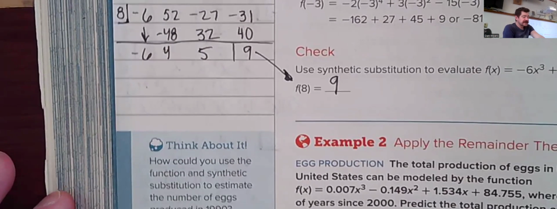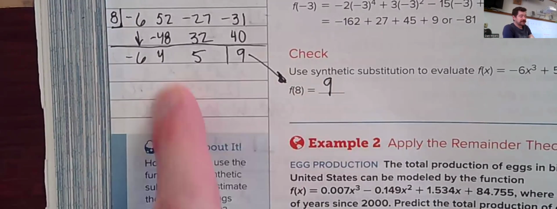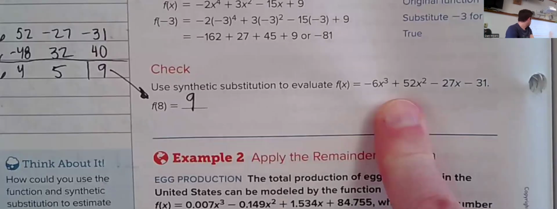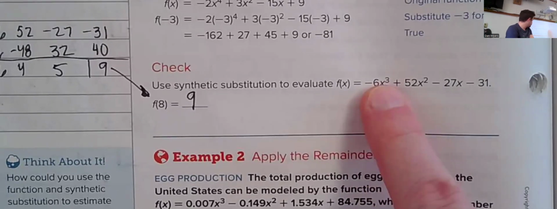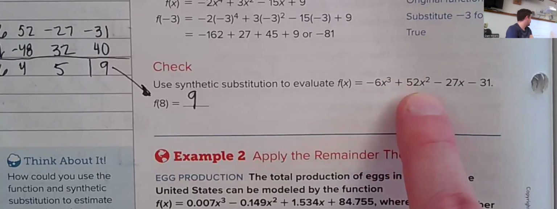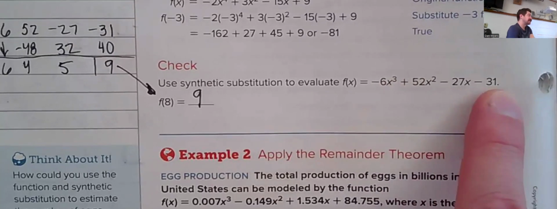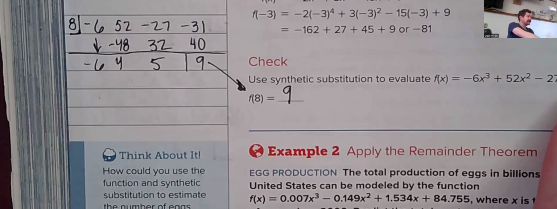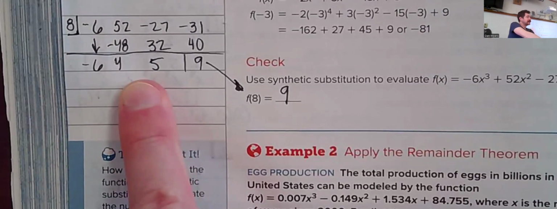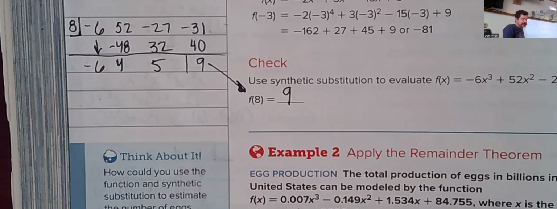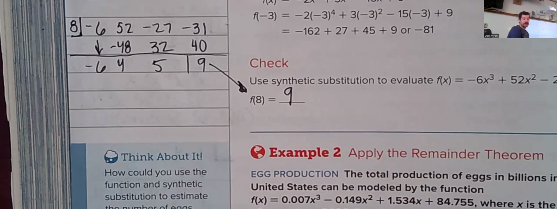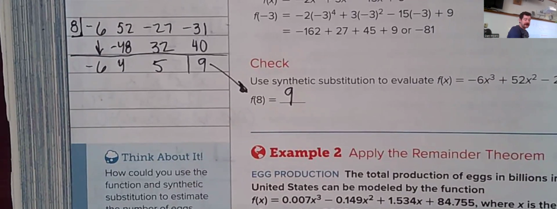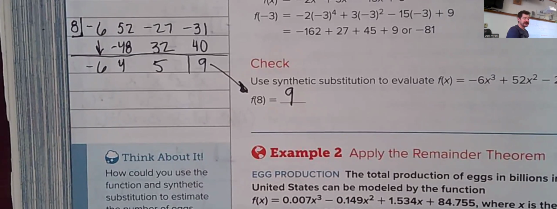Honestly, that took me a lot less time than it would have to actually figure out -6 times 8 cubed plus 52 times 8 squared minus 27 times 8 minus 31. That would be obnoxious to try to do by hand. Whereas this, you can evaluate by hand real quick. So for me, it actually speeds up the process without a calculator. All right. Any questions on that one before we look at another couple examples of doing this, but this time with context, putting a scenario around it?